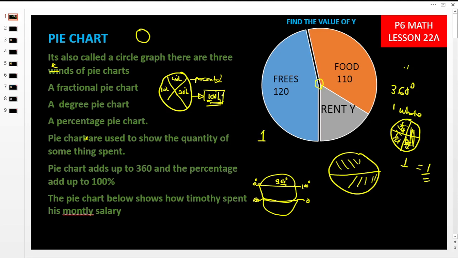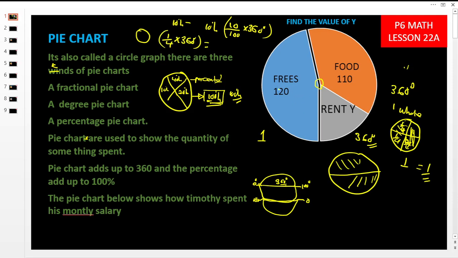Then percentage pie charts add to 100%. Then the degree pie charts add to 360 degrees. And again, these three things are interchangeable. So we can change a percentage to a degree. How? What is the total degree? For example, 10% as a degree means that I write 10 out of 100, then times 360 degrees. If I have a fraction and I want to change it to a degree, for example a quarter, it will be a quarter of 360 degrees, right?